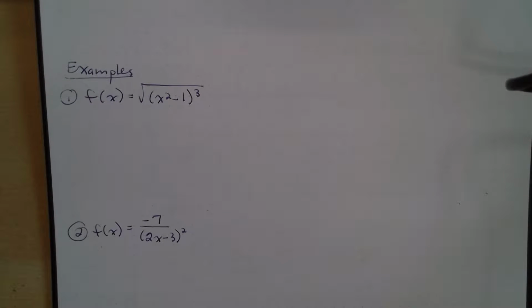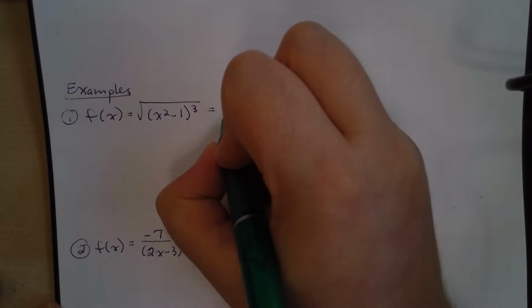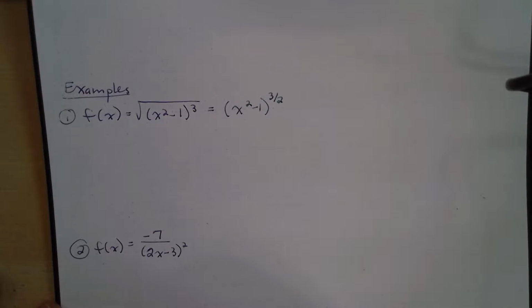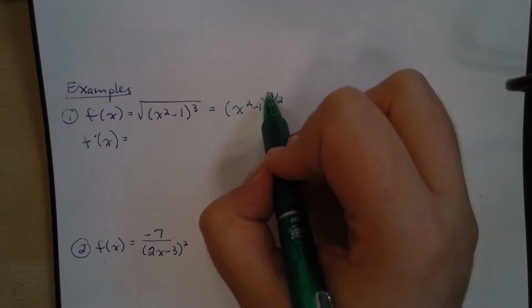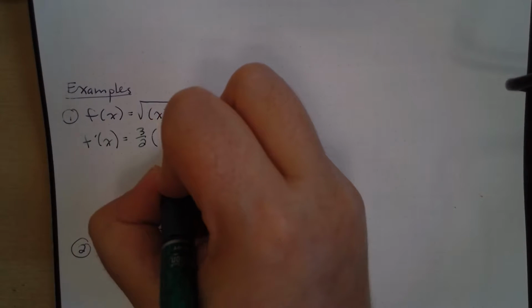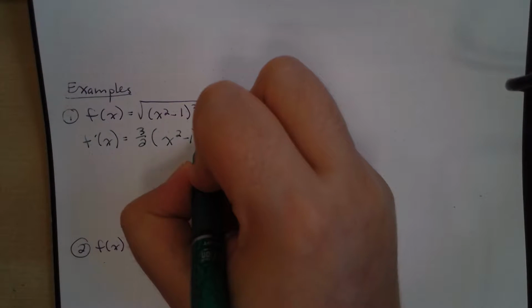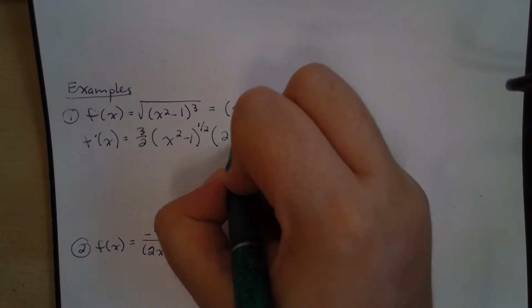So here we have f of x is equal to the square root of (x squared minus 1) quantity cubed. I'm going to rewrite this as x squared minus 1 to the 3/2 power. That's going to make life a lot easier for us. So then I'm going to find my derivative. F prime of x is equal to, I pull this exponent out front, so I've got 3/2 times x squared minus 1. I have to subtract 1 here, so 3/2 minus 1 is to the 1/2 power. And then I need to take this times the derivative of what's inside, which is 2x.